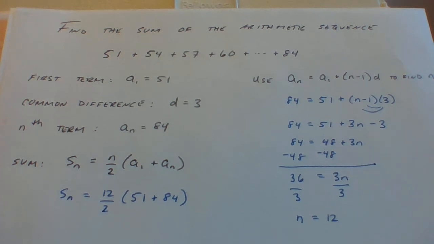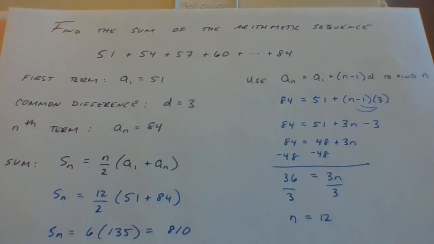We had a total of 12 terms in our sequence, so we have 12 divided by 2. Our first term was 51, and our nth term was 84. So as we finish working this out, the sum for the sequence comes out to be 810.